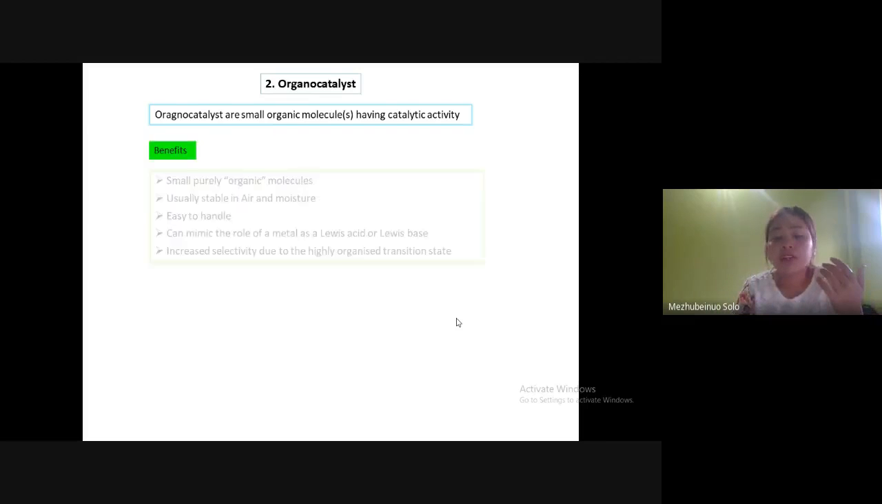of this new era. So the benefits of this organocatalyst are: it is a small, purely organic molecule, it is stable in air and moisture, easy to handle, and can mimic the role of metal as Lewis acid and base.